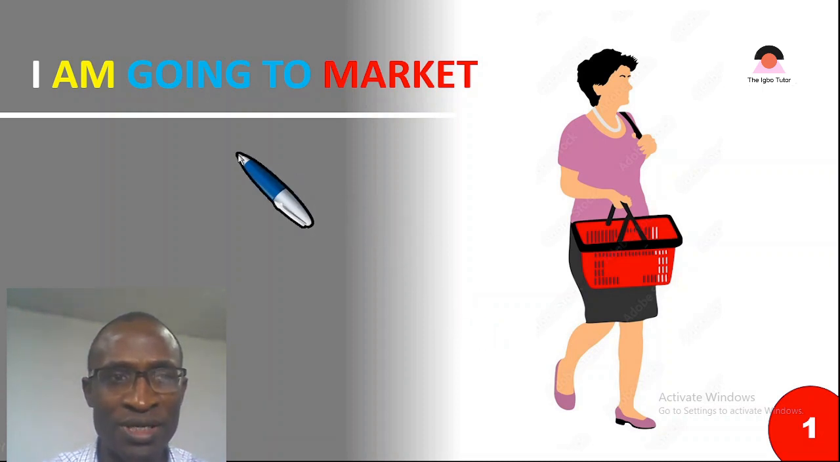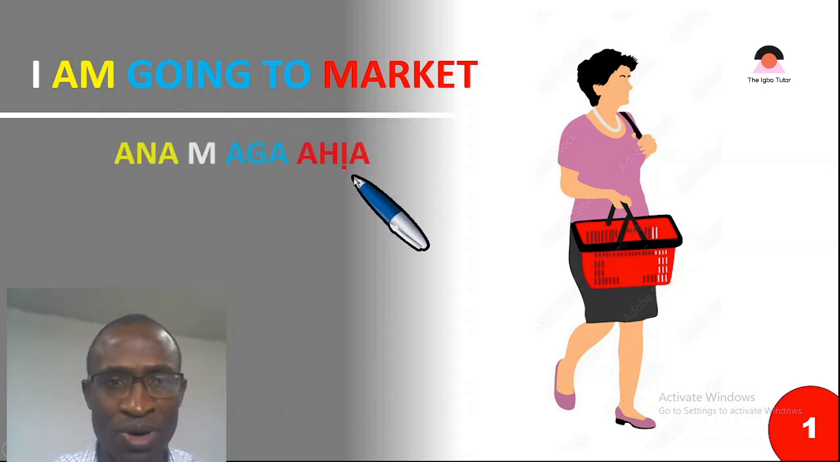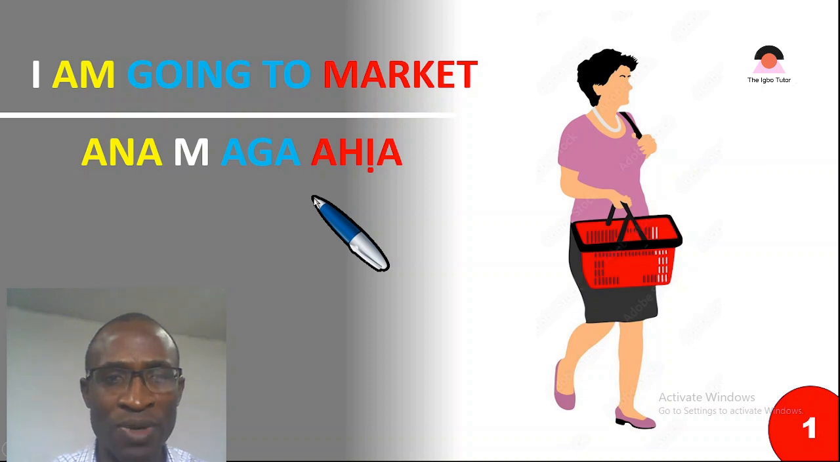I am going to market. What is that in Igbo language? It is anam aga ahia. Anam aga ahia. Please take note of the color codes because they are meant to guide you on the individual meaning of each word. With this, you have expansion of your vocabulary in Igbo language. So pay attention to the color of each word. They are meant to match their respective meaning. I am going to market. Anam aga ahia.